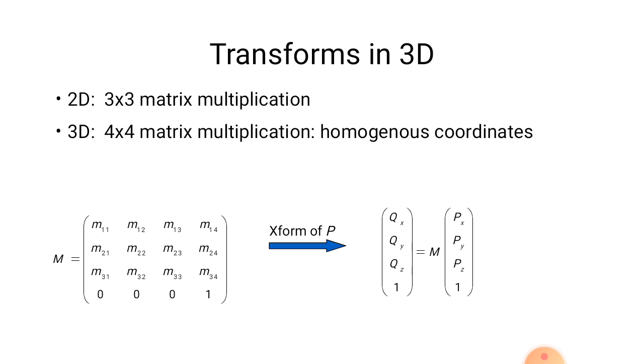See here, we represent M as m11, m12, m13, m14, m21, m22, m23, m24, m31, m32, m33, m34, a 4x4 matrix, applied to the point P, that is qx, qy, qz and 1.